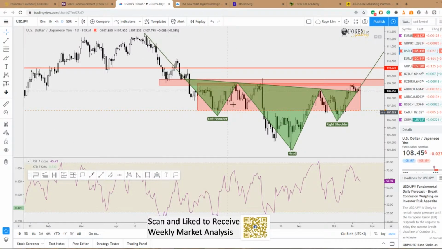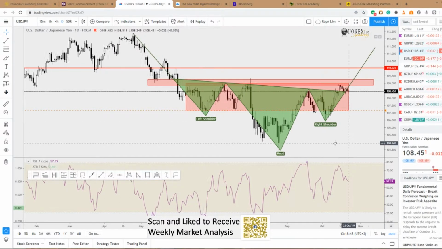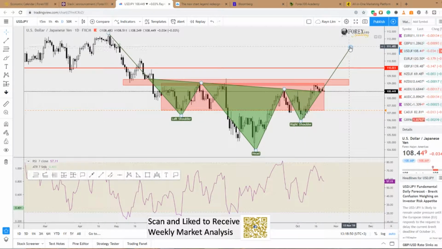A head and shoulder bottom over here, really valid. So traders, if you are looking for buying opportunity, the target I'm looking at is all the way at 111.48. It will take quite some time for it to reach that level. That's my take. So let's see how the market reacts.